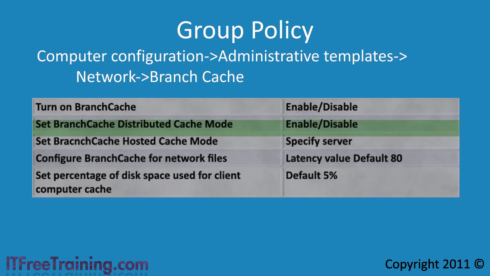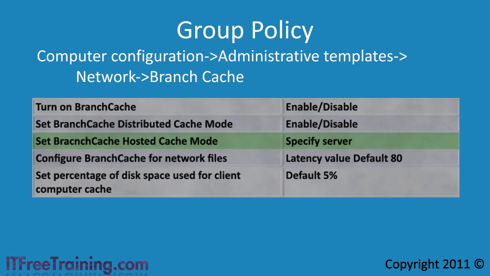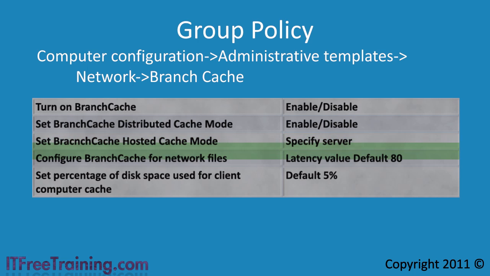The next setting, Set BranchCache Hosted Cache Mode, configures BranchCache to run in hosted mode. Once you enable this setting, you need to also configure which server BranchCache will contact to download data. The next setting, Configure BranchCache for Network Files, determines the latency time that will be used with BranchCache. The default is 80. Remember, this setting is the round-trip value. That is the time taken from the client computer across the WAN and back again. If you want to enable BranchCache to always operate, set this value to 0.